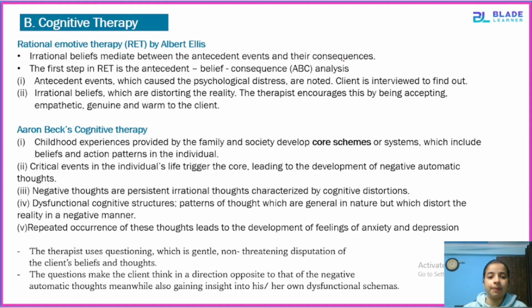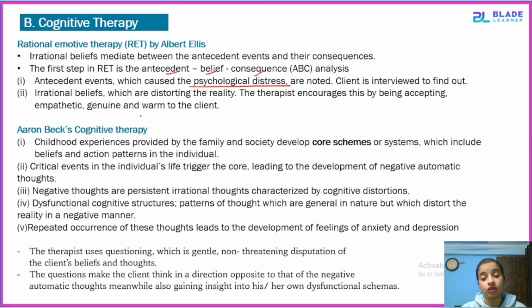So the first step in REBT is antecedent, then belief, and then consequence. We will analyze each one of them one after another, and that is we will talk about what is your predisposed vulnerability towards it, and what belief do you have towards it, and then what is it consequently doing to your behavior, how is it affecting you. So antecedent events which cause the psychological distress are noted, and the client is thoroughly interviewed to find them out.